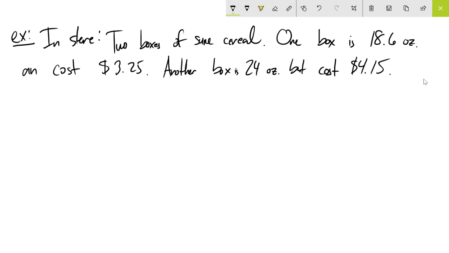Okay. Now, one of them's bigger, but it's more expensive. One of them's smaller, but it's cheaper. And the question is, okay, well, which one is the better value? That's the question. Oh, is it the store when you see like price per ounce?